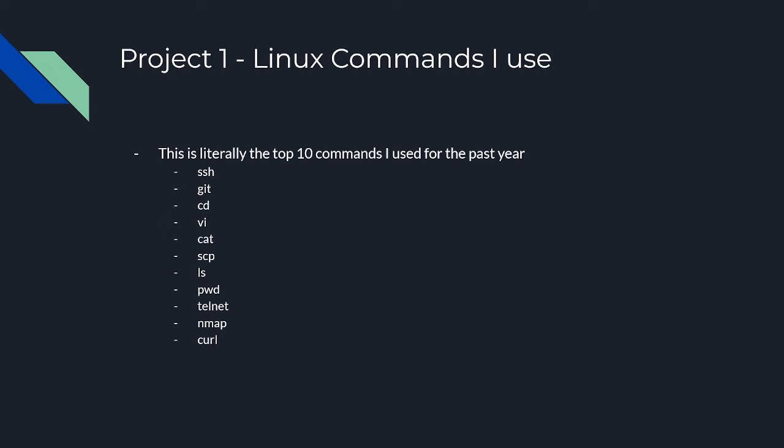I look at files quickly with cat. Then SCP, I copy files onto machines. LS to see what's the contents of my current directory. Sometimes I get lost, so I do a print working directory, PWD. I also run a telnet to make sure I can make connections to certain machines. I run nmap to make sure certain ports are open, and curl to make sure I can get to websites.